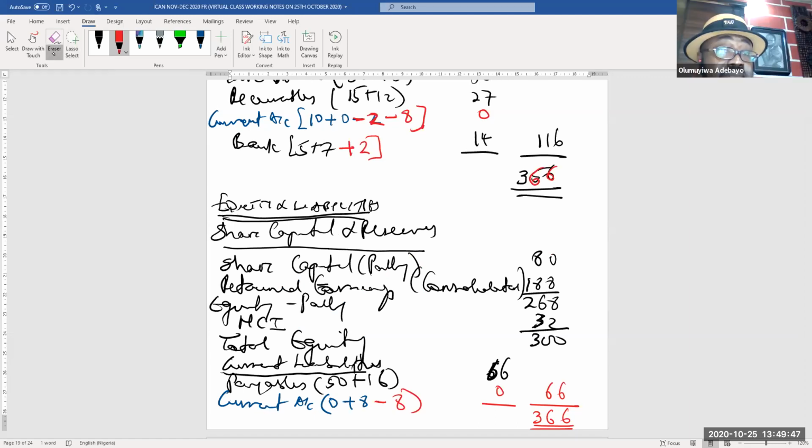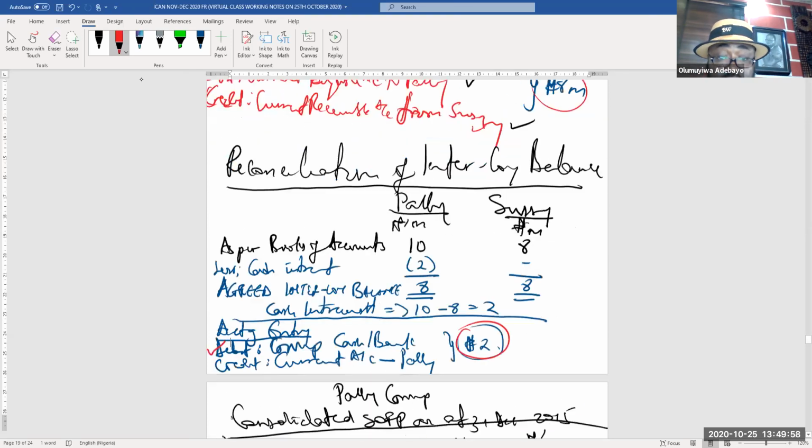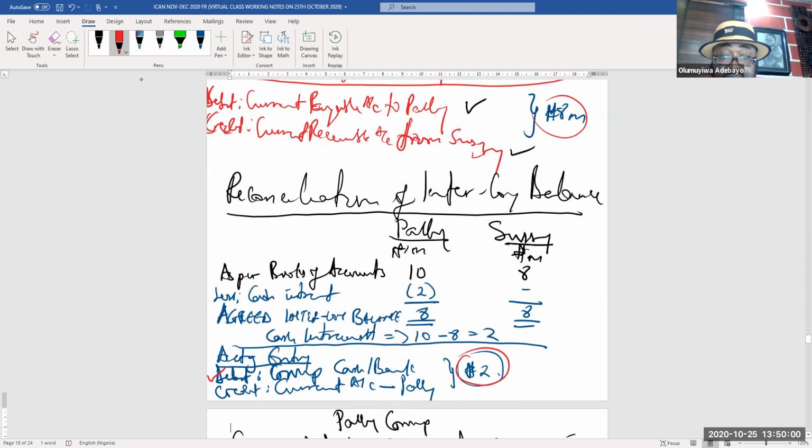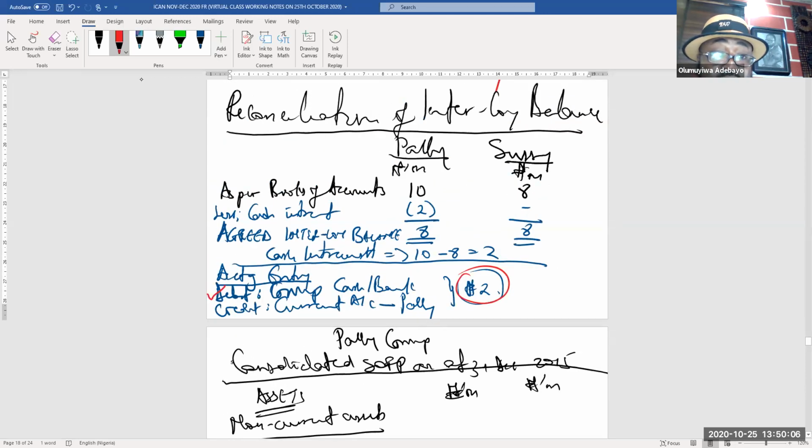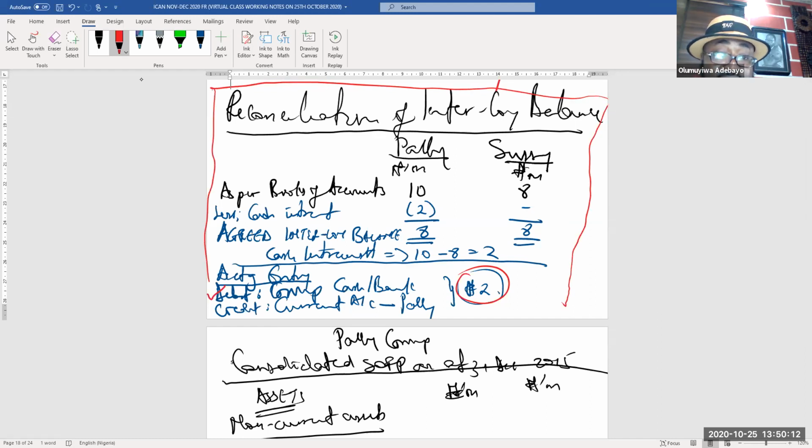Okay. That is that. Which means whenever the intercompany balance is not in agreement, the first thing that you need to do is this reconciliation. Which means what you need to do is to reconcile this position. And when you reconcile, you pass the relevant accounting entry. And that will force you to agree.